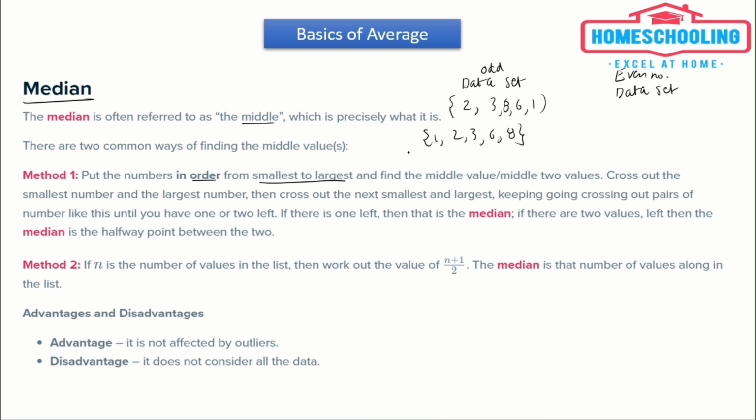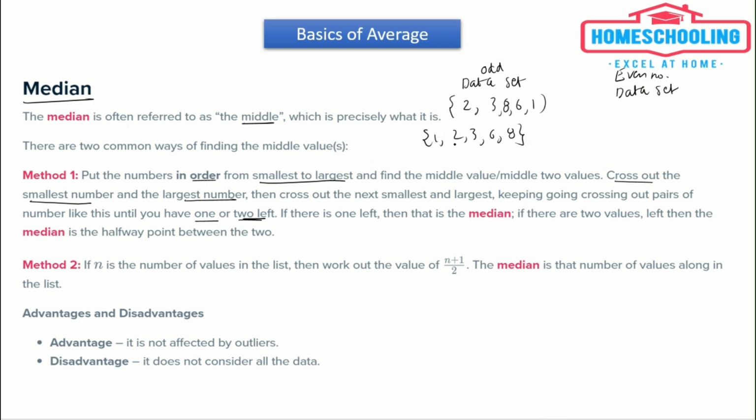So we have put the data set in ascending order from the smaller number to the larger number. Now to find the median, we're going to cross out the smallest number and the largest number, and we will repeat the same thing until we are left with 1 or 2 numbers in the middle. So first, this data set was given.